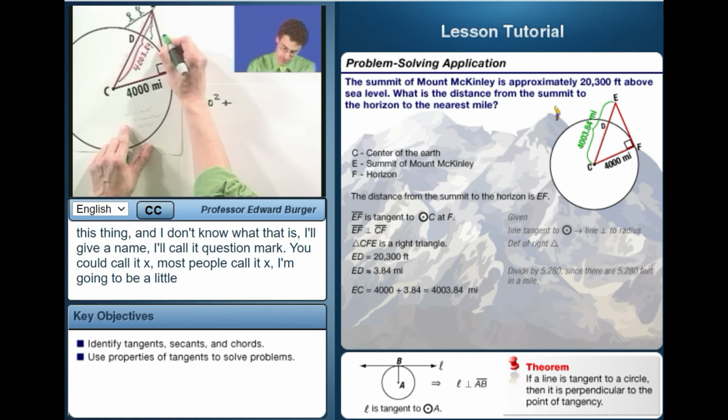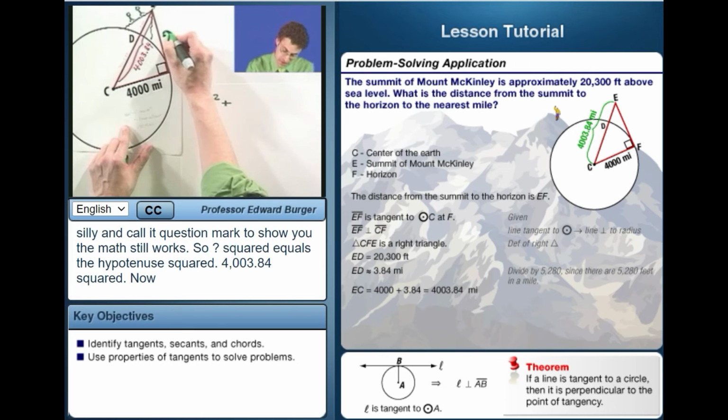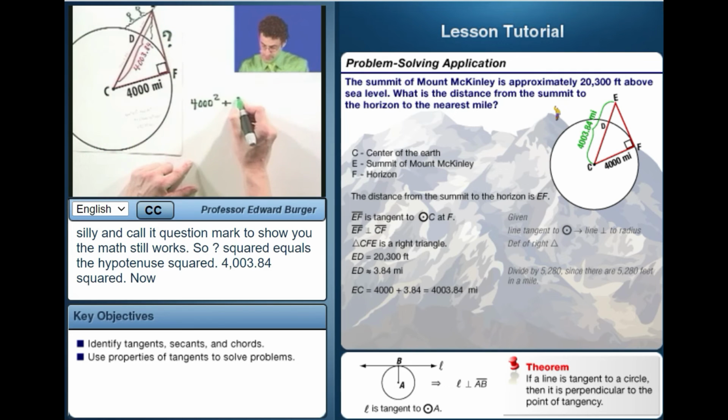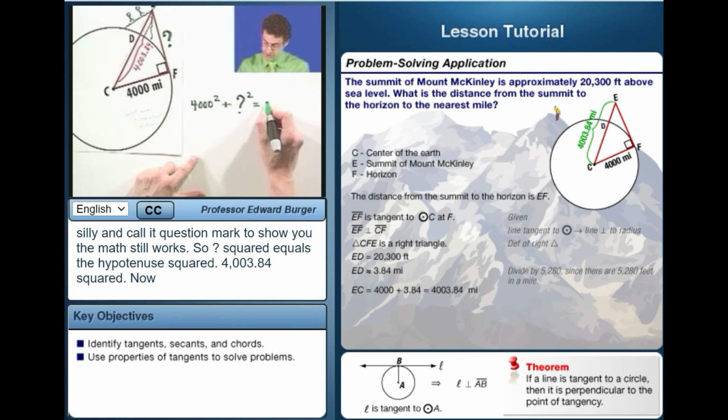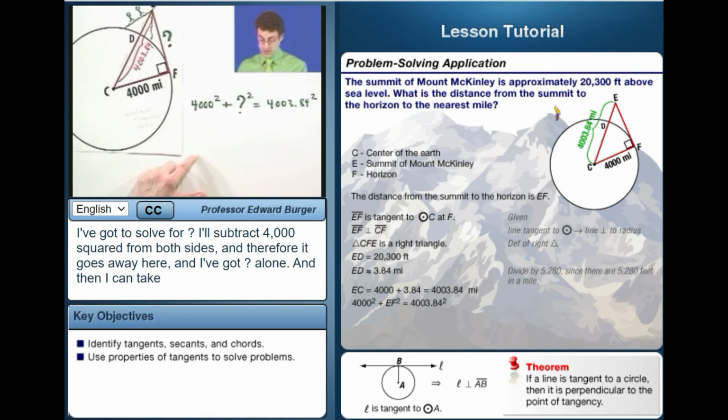I'll call it question mark. You could call it x. Most people call it x. I'm going to be a little silly and call it question mark to show you the math still works. So question mark squared equals, well, the hypotenuse squared, 4,003.84 squared. Now I've got to solve for question mark.